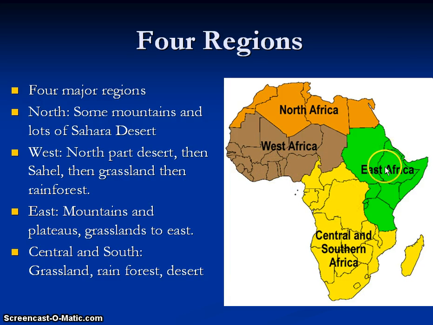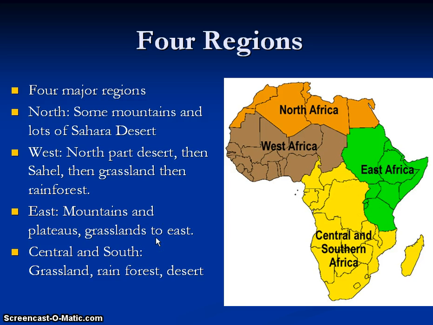Now in the east, there's mountainous region plateaus primarily in places like Ethiopia. And then there are some mountains like Mount Kilimanjaro up by Kenya and Tanzania in this area here. But there's also grasslands, and this is where the Serengeti Plain is, and that's what a lot of people think of when they think of something like the Lion King.